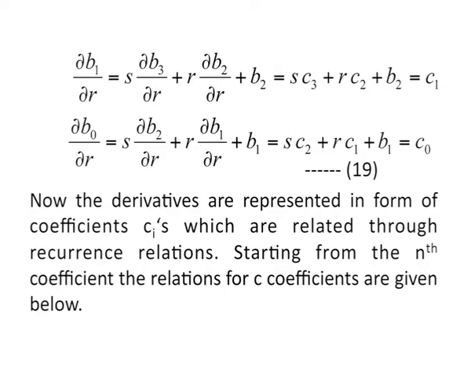So, you can see that there is a continuous relation between the coefficients, starting from the coefficient of nth order and going down to the coefficient of 0th order. The relation is a recurrence relation, and we can use this recurrence relation to evaluate the coefficients c 0 and c 1. So, you can see on your screen how the coefficients c are related to each other.